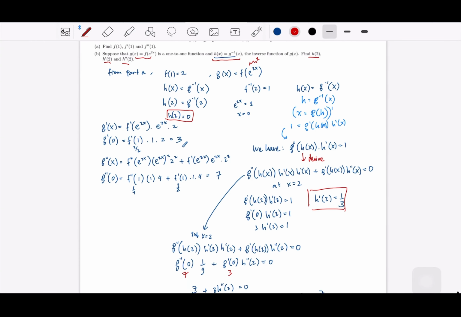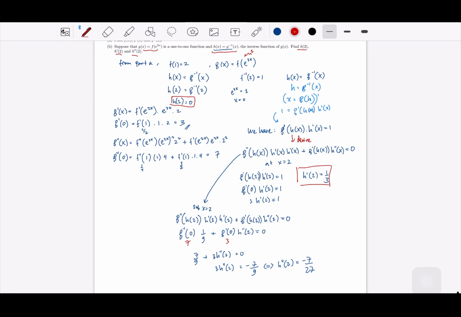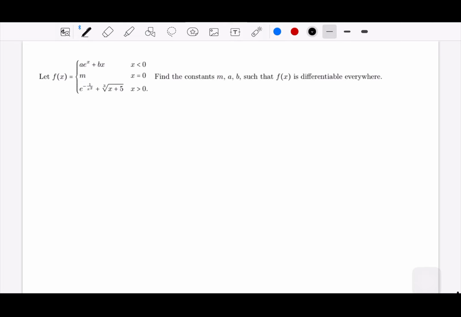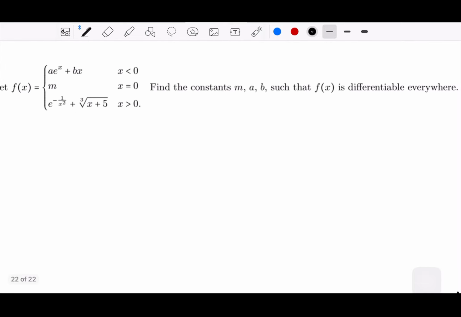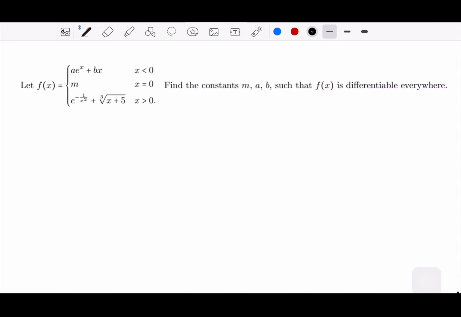Okay. So yeah. Okay, let's start with these questions. We have a piecewise defined function f of x. It has three statements. The first statement is an exponential plus bx. The second statement is a constant m. The third statement has another exponential with some cubic root.